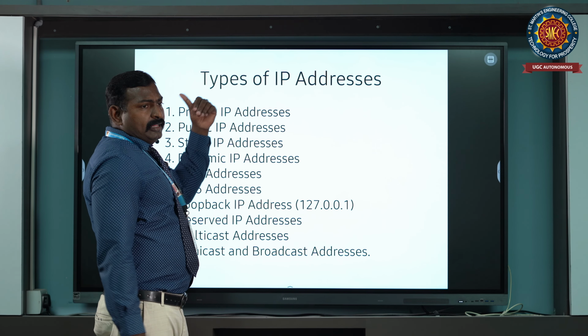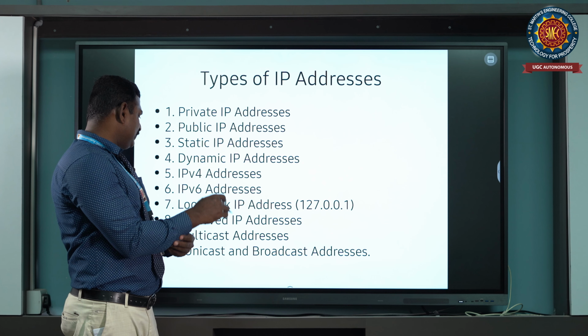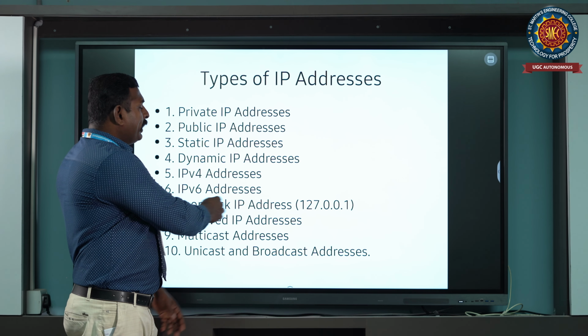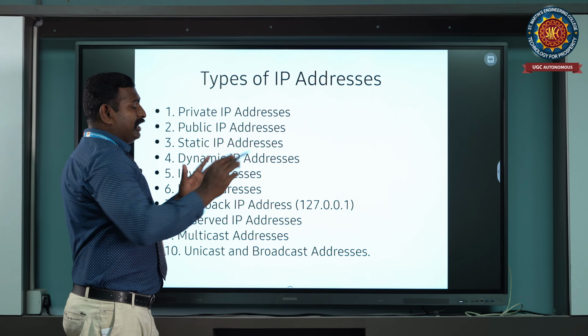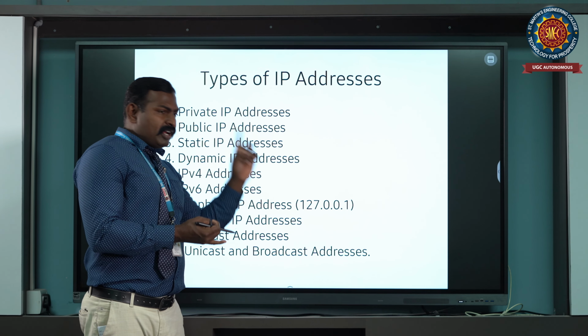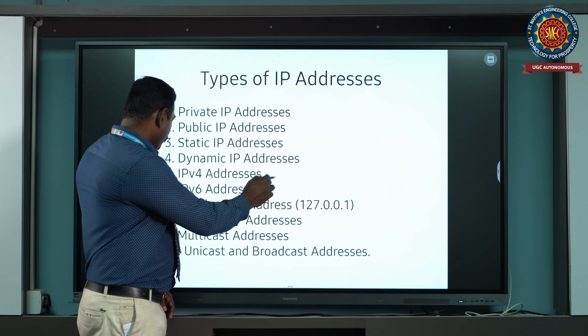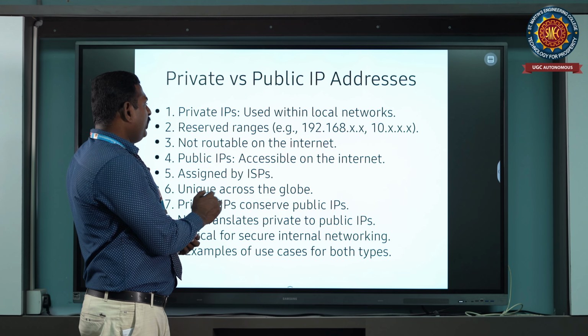Now, these are all the classifications: private IP, public, dynamic, static, IPv4 addresses, IPv6 addresses. The IPv4 addresses I have just told you about. Remaining is the loopback IP address. As I told you earlier, the range is from 0 to 255. This is the first octet. In this first octet, the number 127 is particularly allotted for the loopback address. We cannot allot this IP address for any device. Likewise, 0 and 255, both we cannot allot.